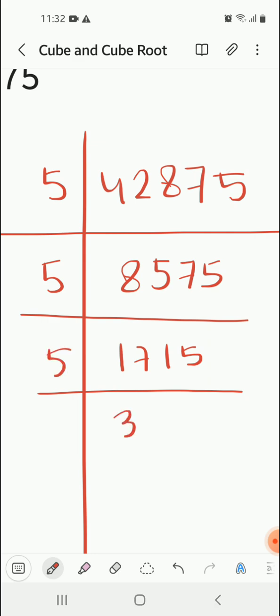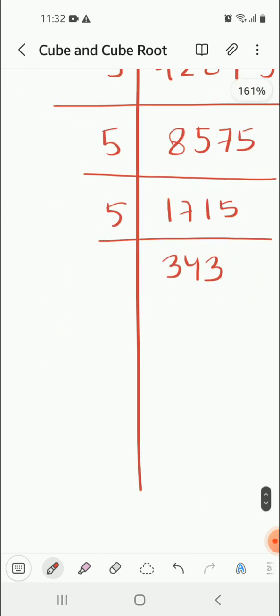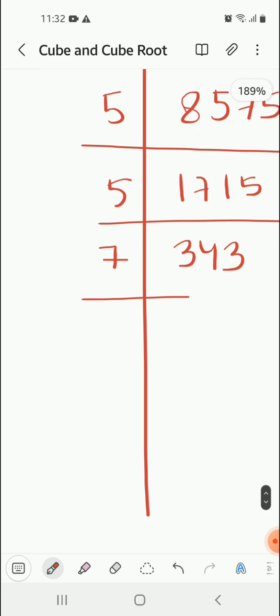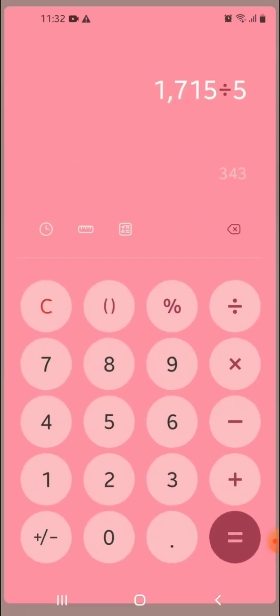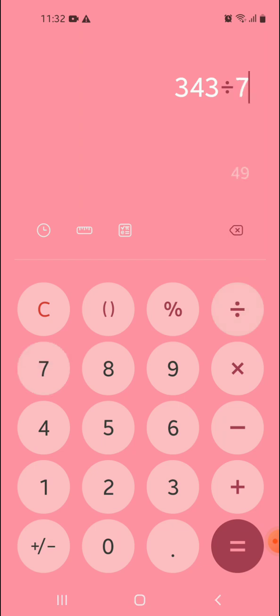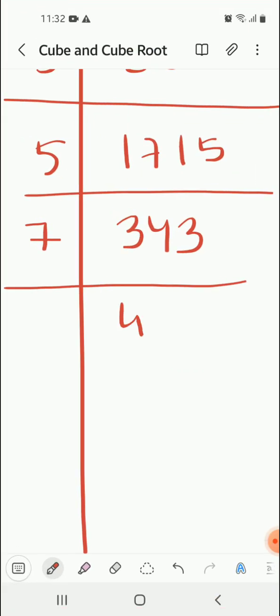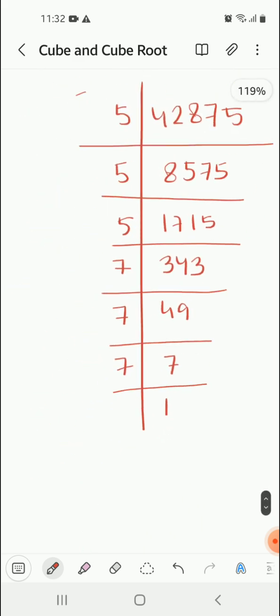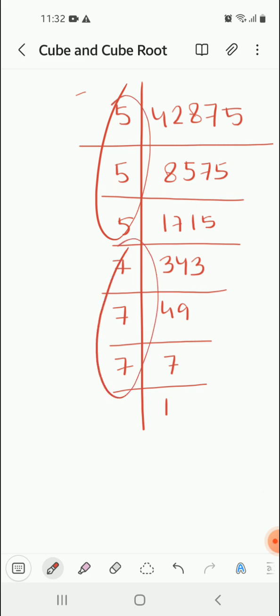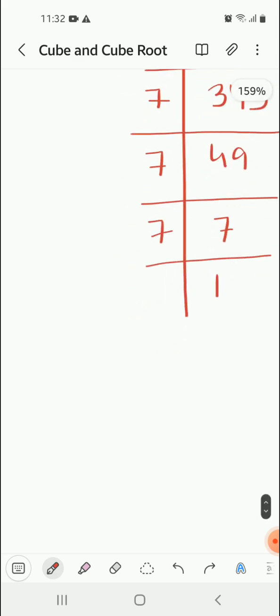Now if you're well versed with the cube root list, you would know that this is actually the cube of 7. So divide it by 7, you see we get 49. And 49, 7 square is 49, so it will get divisible by 7, and it terminates over here once we have reached the prime number. Now you see we have got a group of 3 5's and a group of 3 7's, so we'll get one from each group.